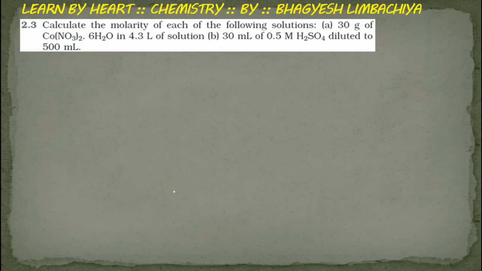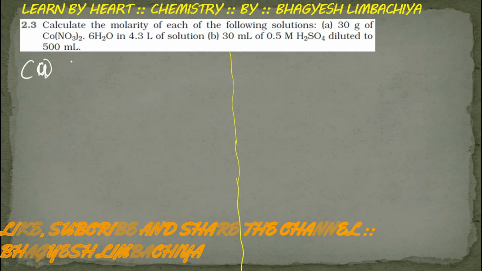Next, calculate the molarity of each of the solutions. 30 gram of Co(NO3)2·6H2O in 4.3 liter of solution, and 30 ml of 0.5 molar H2SO4 is diluted to 500 ml. Mass is given to you and volume is given to you.